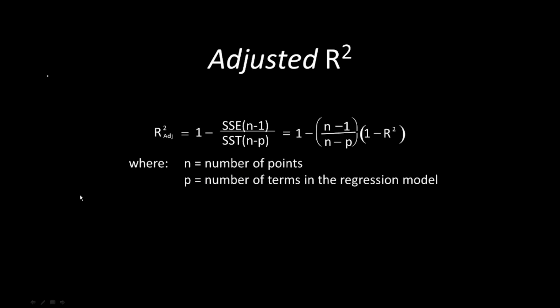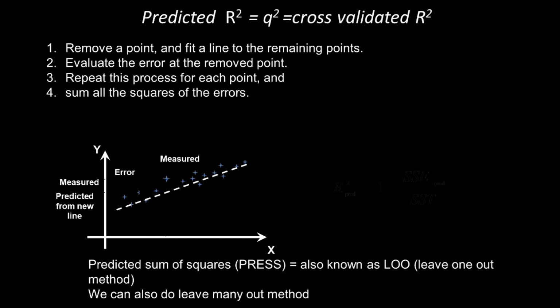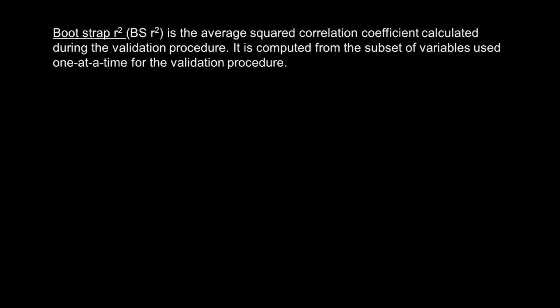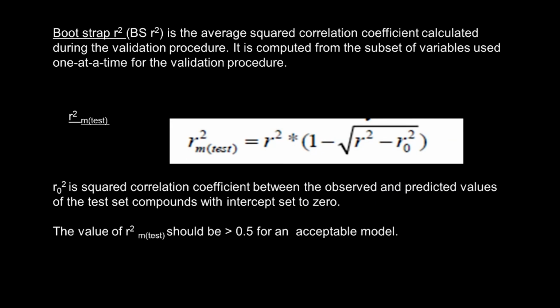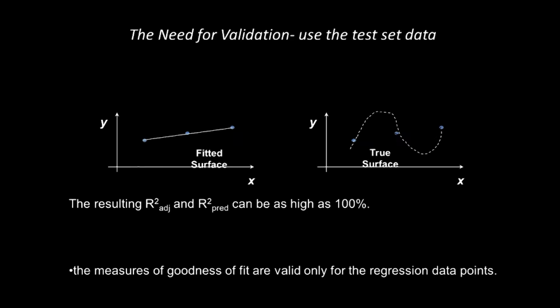So these are the various parameters we are talking about: R square, adjusted R square, Q square or cross-validated R square, bootstrap R square, R square M, R0 square, K dash, R dash naught square, and so on. Another important point is to see how good the fit is based on the test set data also. We will continue more in the next class.